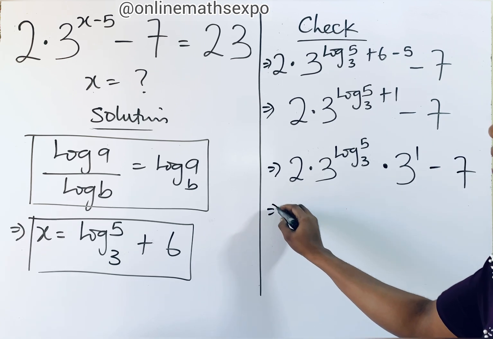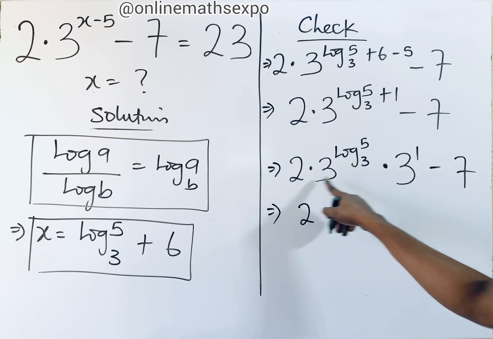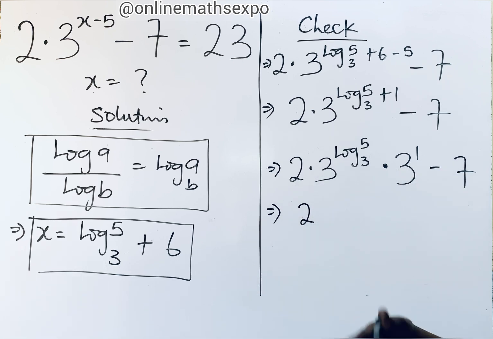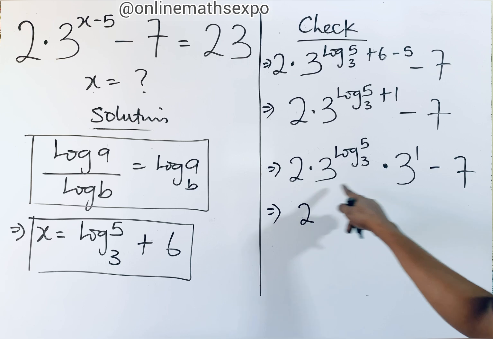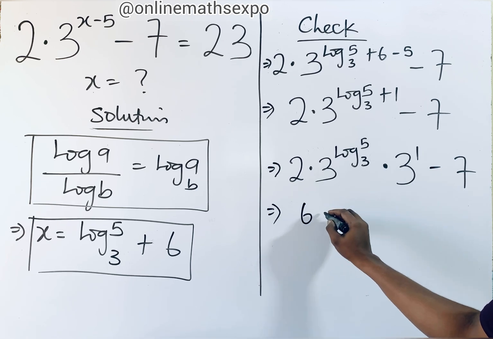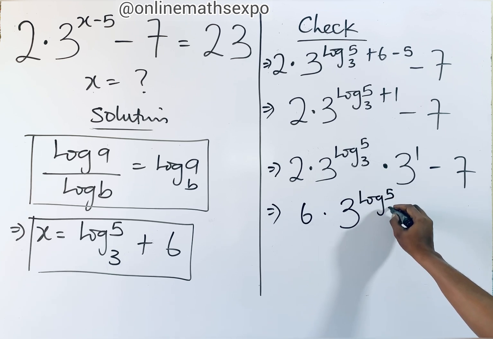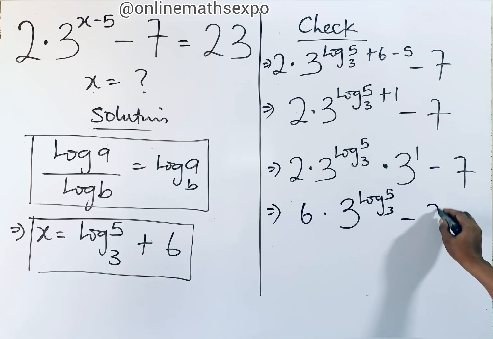So we keep simplifying this to now have 2. Okay, so this 2 and this 3, 3 to the power of 1 is 3. Now 2 times 3 will give us 6. So we're going to have 6 multiplied by 3 to the power of log of 5 base 3, then minus 7. Now what do you do next?